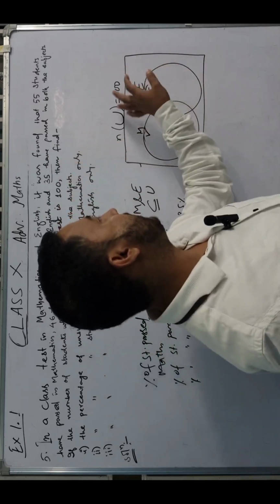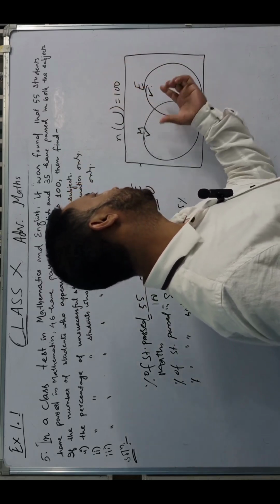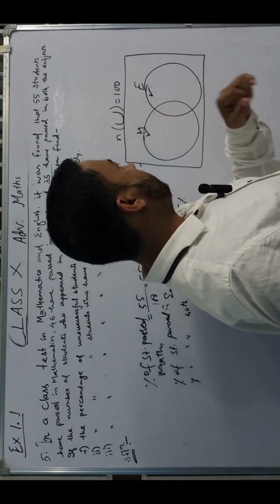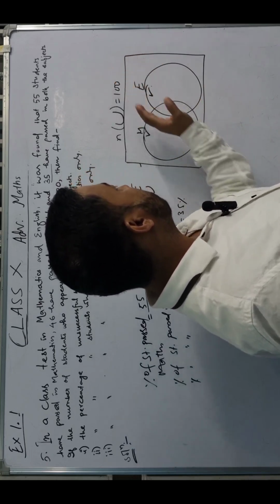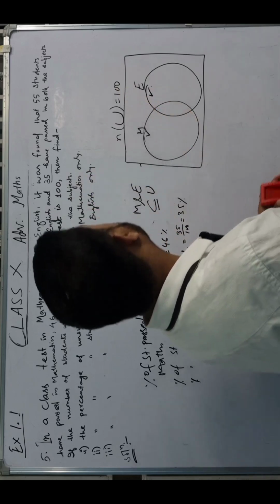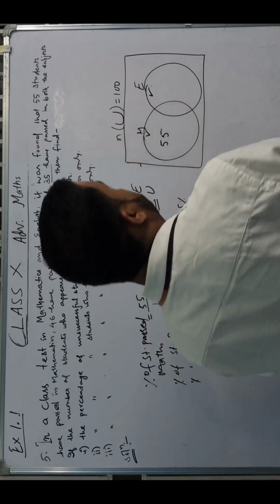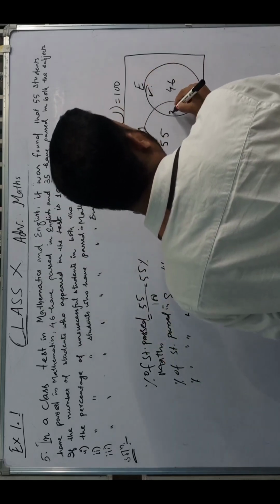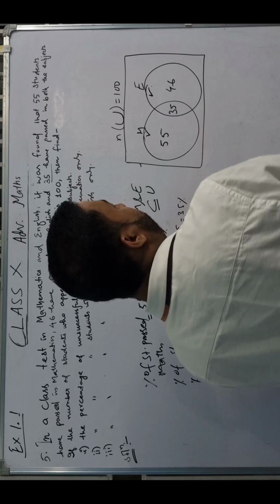So this number of U is 100, which means the number of students who appeared in this exam in mathematics and English is 100. All 100 students sat the exam. Then 55 students cleared mathematics, English was 46, and this is 35. Now, can you tell me what is the number of M?